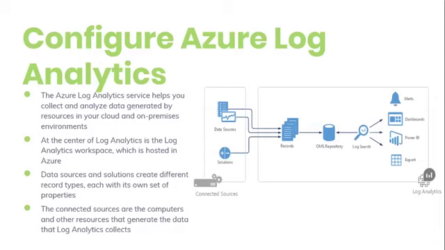The connected sources are the computers and other resources that generate the data that Log Analytics collects. The sources can include agents installed on Windows and Linux computers that are directly connected, or agents that exist in a connected System Center Operations Manager management group. Log Analytics can also collect data from an Azure storage account.